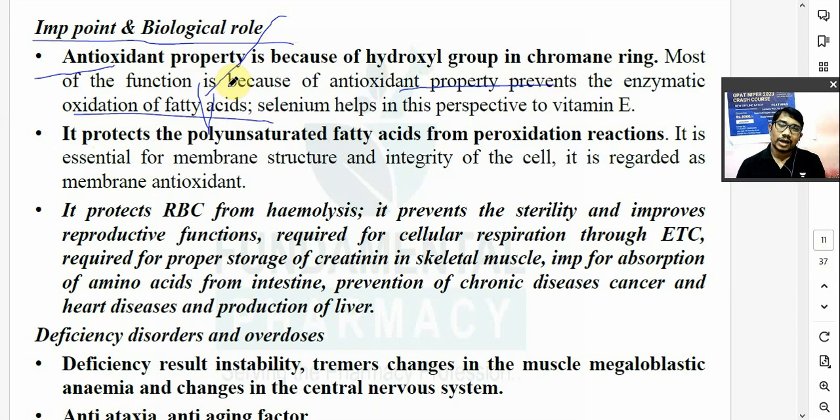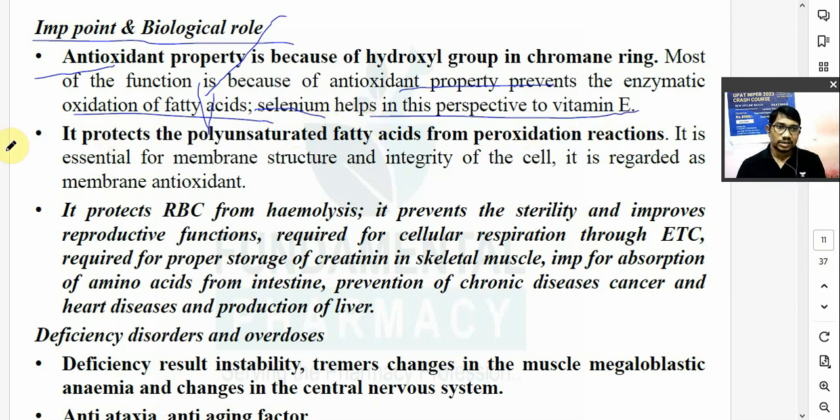Now it protects the unsaturated fatty acid, polyunsaturated fatty acid. अगर polyunsaturated fatty acid का oxidation हो गया ना तो फिर free radical generate होगा, and polyunsaturated fatty acid themselves act as an antioxidant. So it prevents the oxidation of polyunsaturated fatty acid, the peroxidation reaction, and it is essential for membrane structure and integrity.